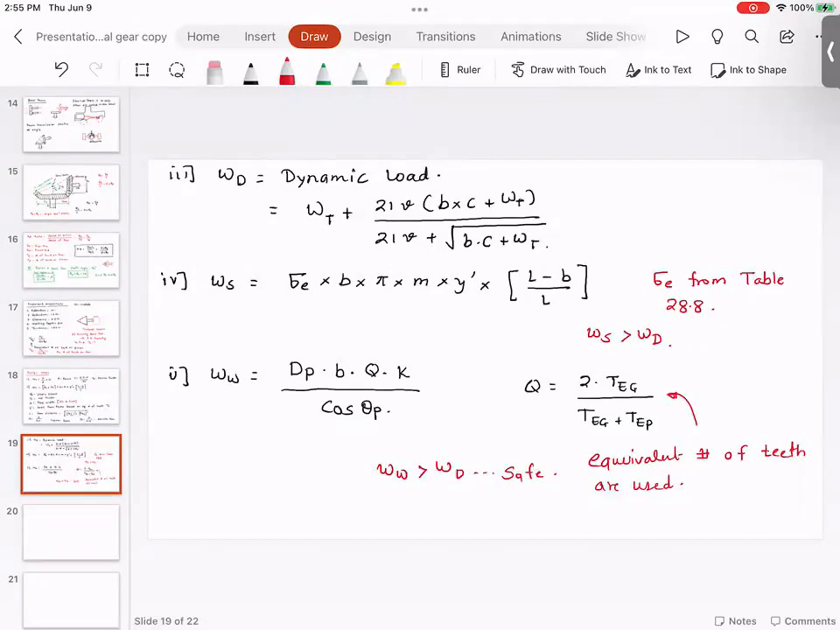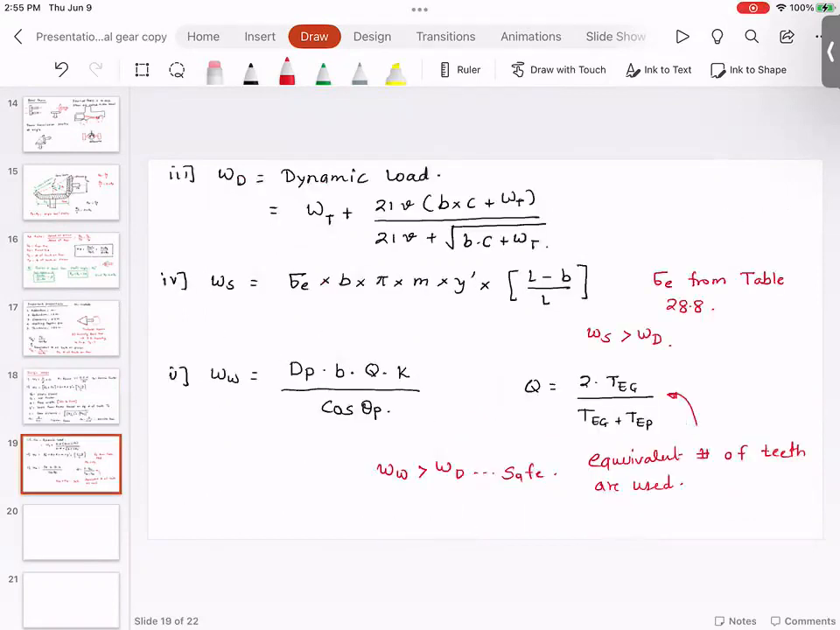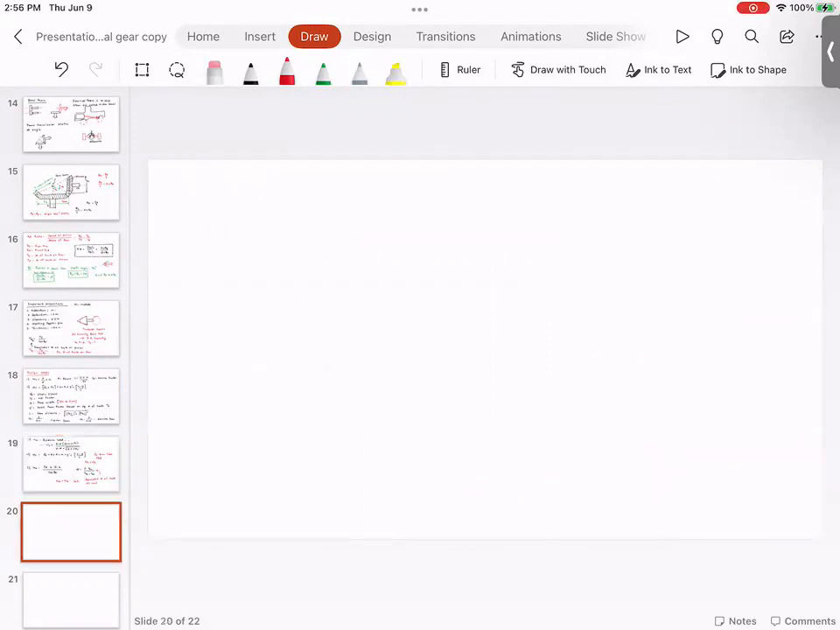The last part. Before I go any further, any questions about the design steps? Everyone understood everything? Just so, first you have power calculation. From power, you'll find the tangential load. Then you'll find out the value of module. Then you will go on to the dynamic load calculation, then the static load and the wear load. The last part is shaft design.